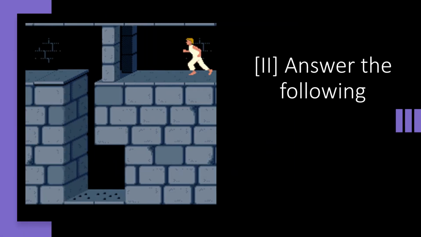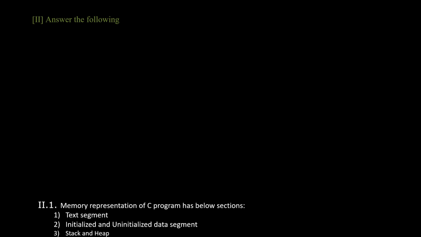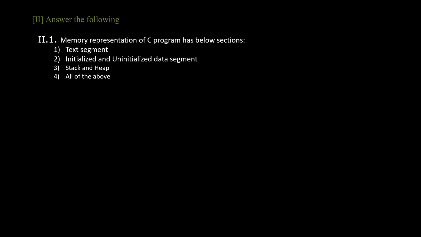Answer the following. For this section I have a timer of 10 seconds. So I'll post the question and the timer starts and you can guess the answer. Memory representation of a C program has the below sections: text, initialized and uninitialized data, stack and heap. Answer is all of the above. It has text segment, initialized and uninitialized data, stack and heap.